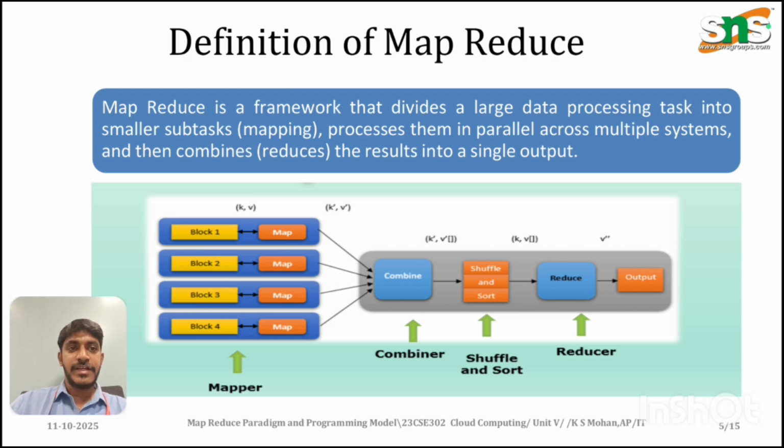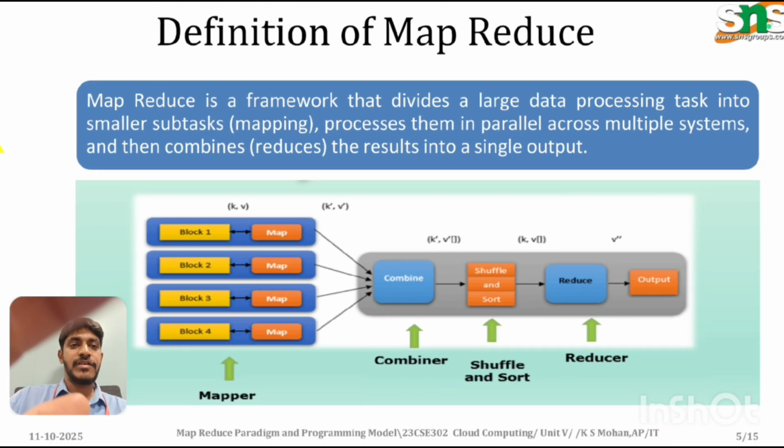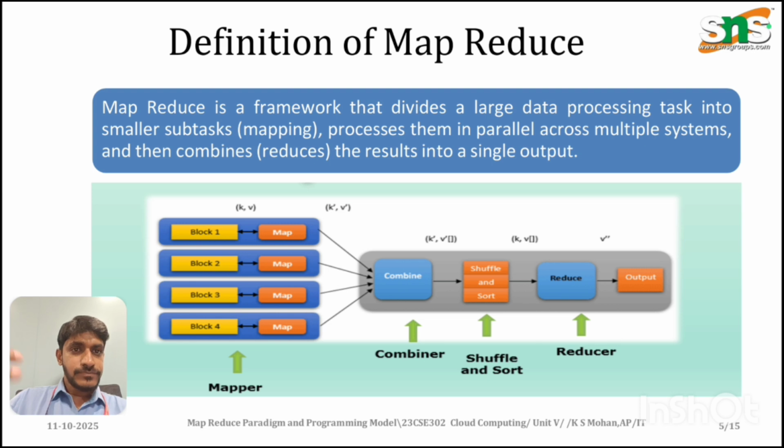Let's start with the definition of MapReduce. MapReduce is a framework. The main concept is dividing a large processing task into smaller tasks that run in parallel across multiple systems, and then combining and reducing the results into a single unit. The mapper will have block 1, block 2, block 3, block 4. The map output will be combined, shuffled and sorted, then reduced to produce output. So combiner, shuffle and sort, and reduce. These things happen. So that is the MapReduce introduction.